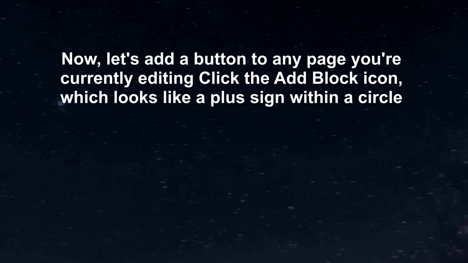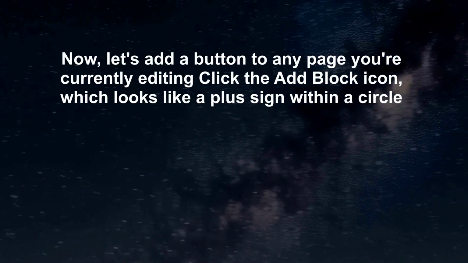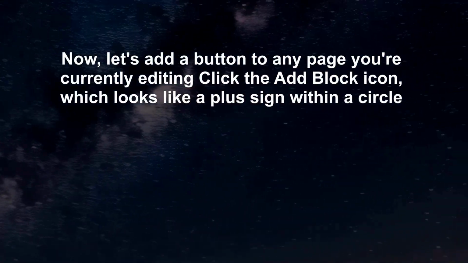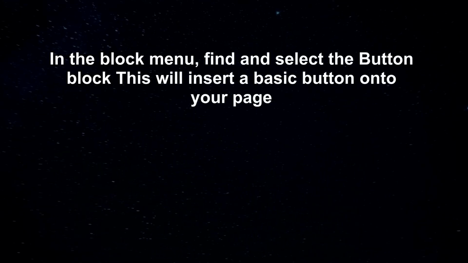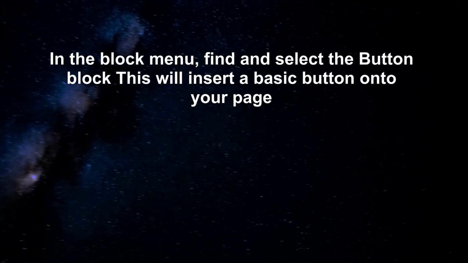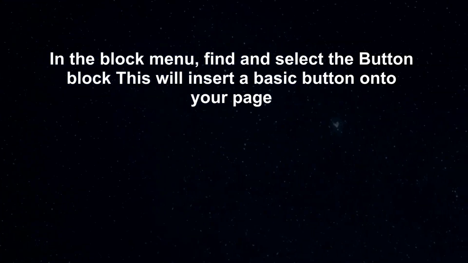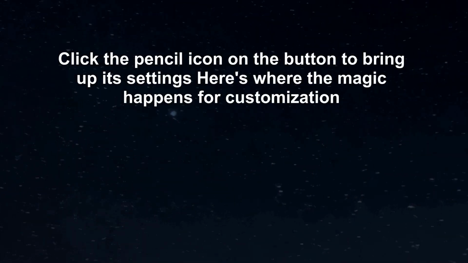Now, let's add a button to any page you're currently editing. Click the Add Block icon, which looks like a plus sign within a circle. In the block menu, find and select the button block. This will insert a basic button onto your page. Click the pencil icon on the button to bring up its settings.